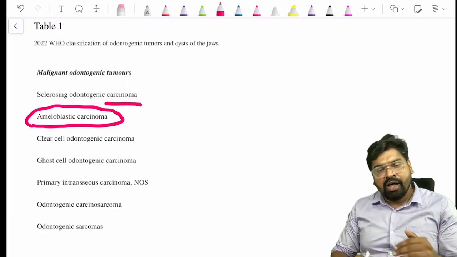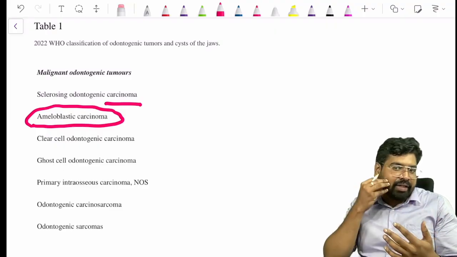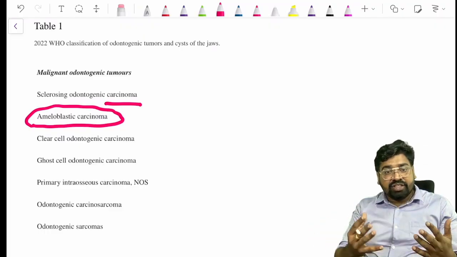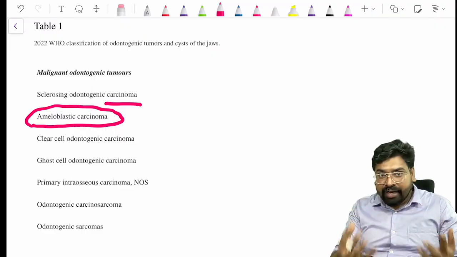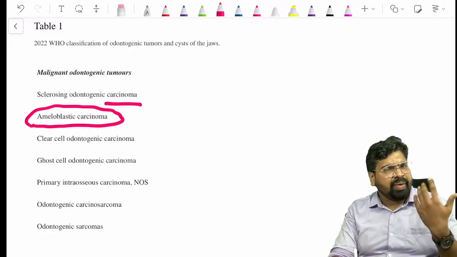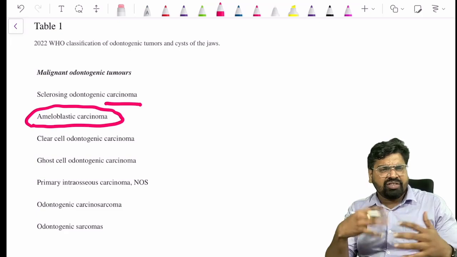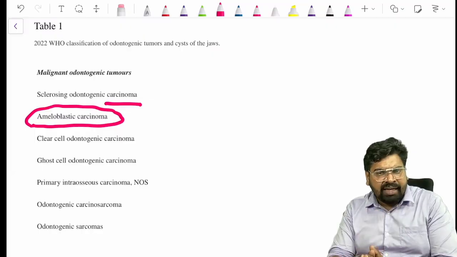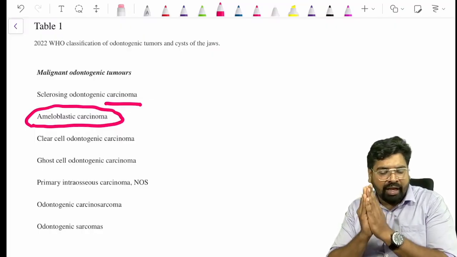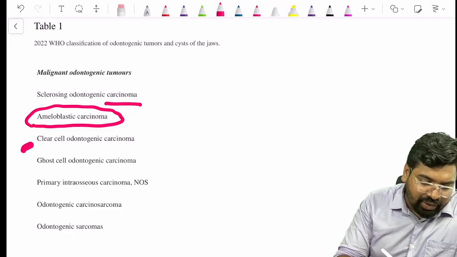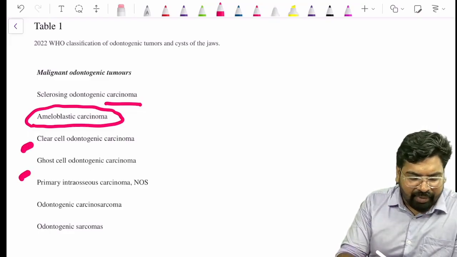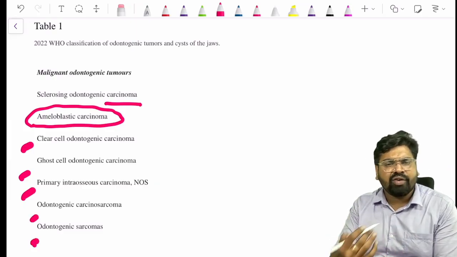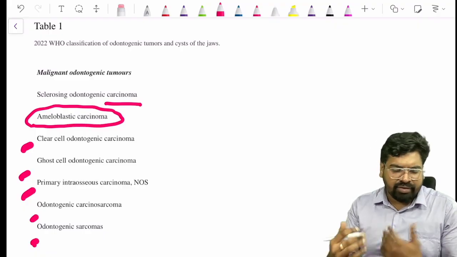Ameloblastic carcinoma, if you take the biopsy, what you will see are cytological features of carcinoma. Means there will be high NC ratio, there will be high pleomorphism, there will be necrosis. Okay, so these features of a carcinoma can be seen histologically in ameloblastic carcinoma. Okay, what else? Clear cell carcinomas, ghost cell odontogenic carcinoma, primary intraosseous carcinoma, odontogenic carcinosarcomas, and odontogenic sarcomas. These were there previously also, there is no new addition.